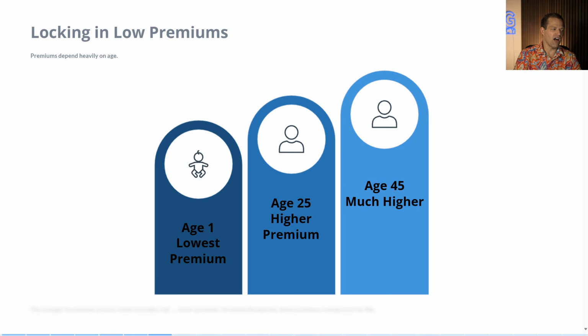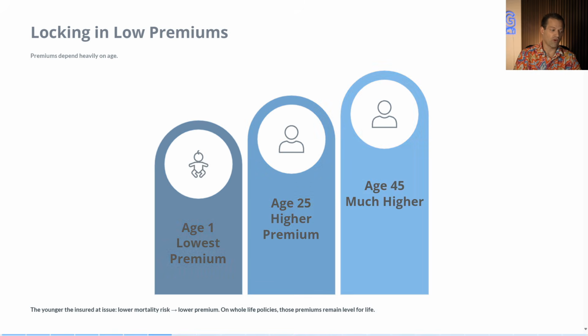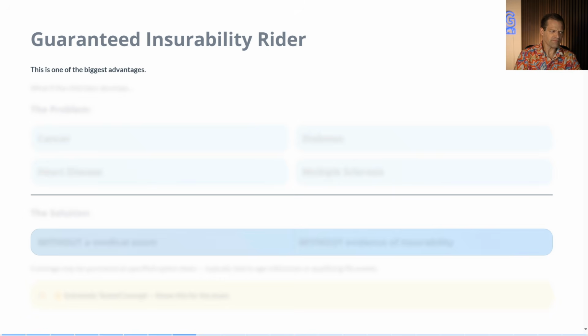So again, all of this depends on your age. If you're 1, the premiums are a lot lower than if you're 45. All right, so the younger the insured at issue, there's a lower mortality risk, which means a lower premium. And on whole life, those premiums remain level for life, so they can be really good. There's also a guaranteed insurability rider.